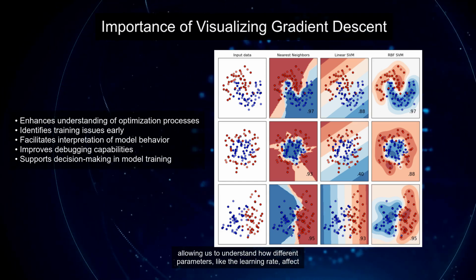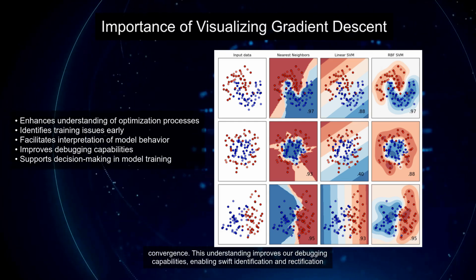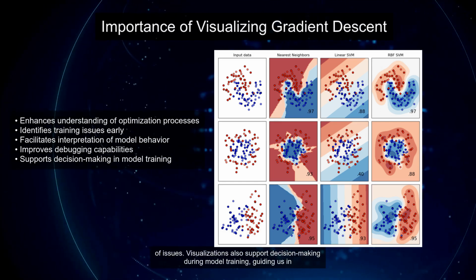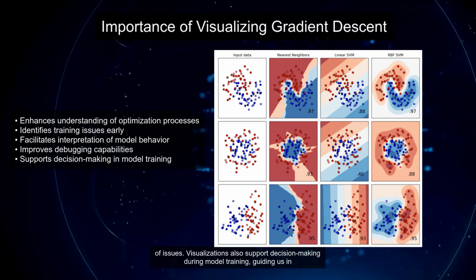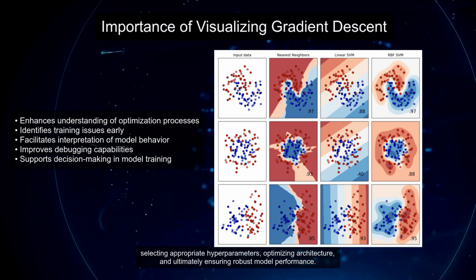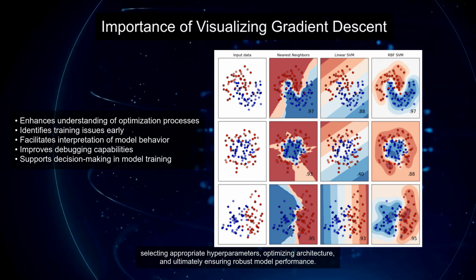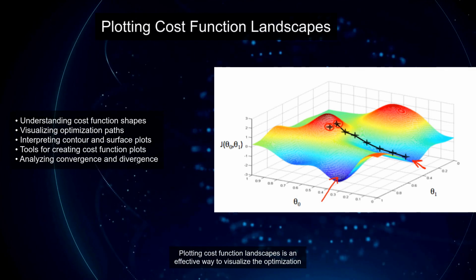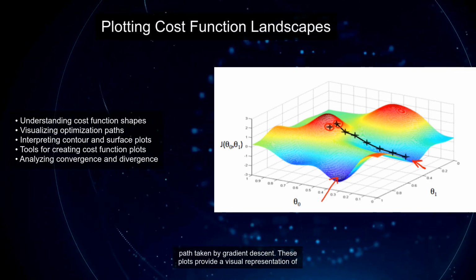This understanding improves our debugging capabilities, enabling swift identification and rectification of issues. Visualizations also support decision-making during model training, guiding us in selecting appropriate hyperparameters, optimizing architecture, and ultimately ensuring robust model performance. Plotting cost function landscapes is an effective way to visualize the optimization path taken by gradient descent.